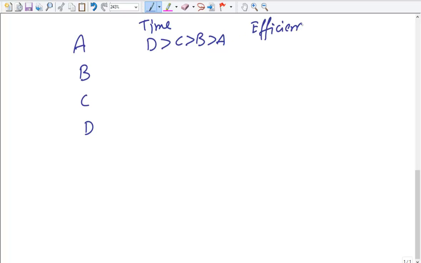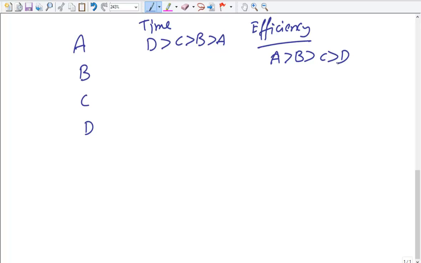We have got 4 pipes A, B, C, D. Now D takes more time than C. In return C takes more time than B. In return B takes more time than A. So in terms of the time, it's D greater than C greater than B greater than A. In such a case, in terms of efficiency, it must be A greater than B greater than C greater than D. This is what we know.